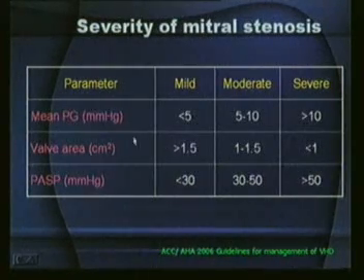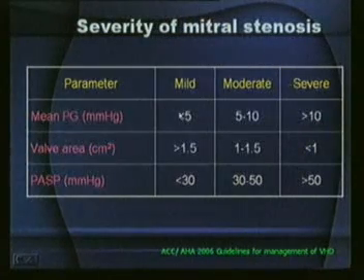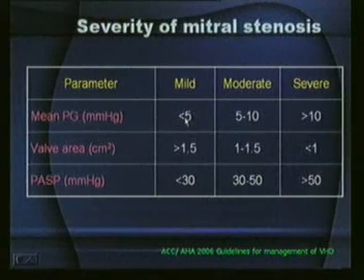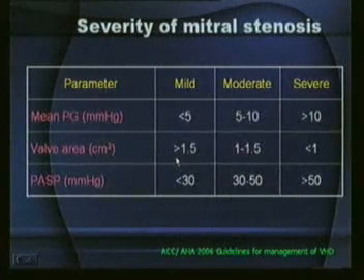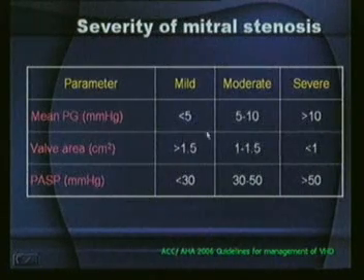Internationally accepted parameters are mean gradients, valve area, and pulmonary artery systolic pressure. Now we divide this into mild, moderate, severe. Mild meaning mild mitral stenosis, moderate stenosis, severe stenosis. If the mean pressure gradient, P stands for pressure here, in millimeters of mercury is less than 5, when a patient is lying supine comfortably, with a valve area of 1.5 centimeters square and with a PA systolic pressure of less than 30 millimeters of mercury, the patient is classified as mild mitral stenosis.